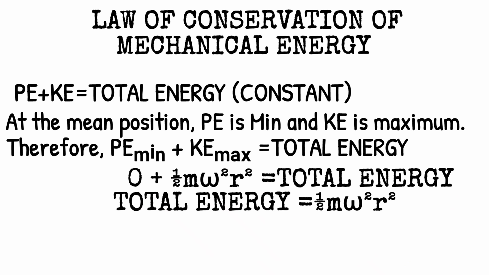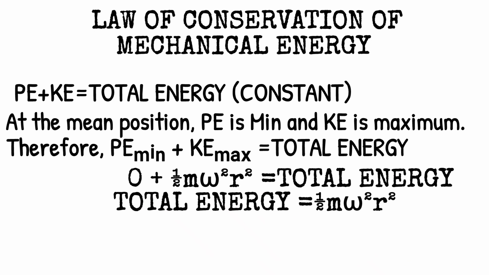So half m omega square r square is still your formula for total mechanical energy. So your total mechanical energy has the same formula as your maximum kinetic energy. It also has the same formula as your maximum potential energy. So if you see questions asking you to find maximum potential energy, find maximum kinetic energy, or find total energy of the system, they are all saying the same thing. Do you understand? So that's just one of the things we are going to draw from our conservation of mechanical energy.